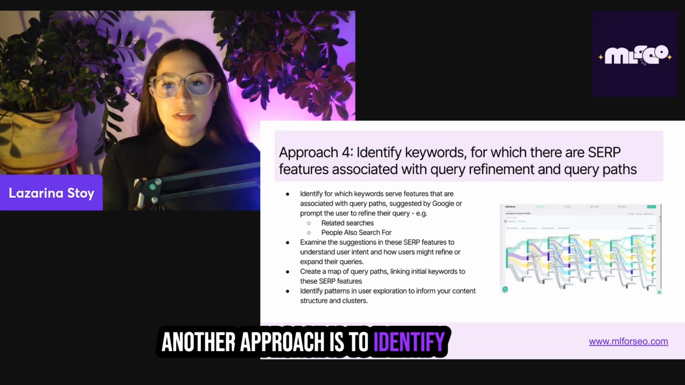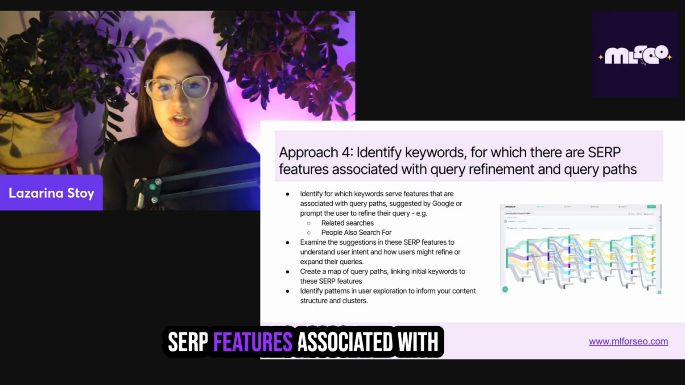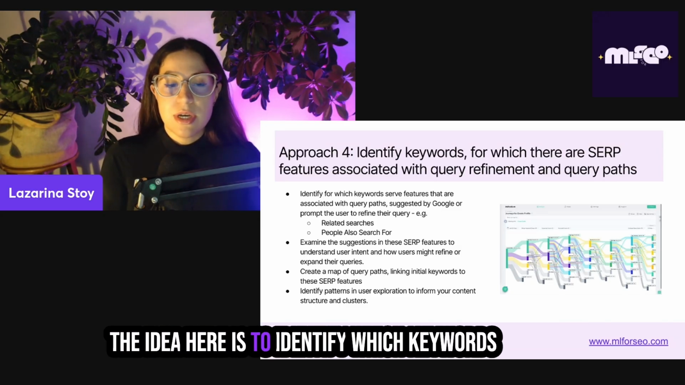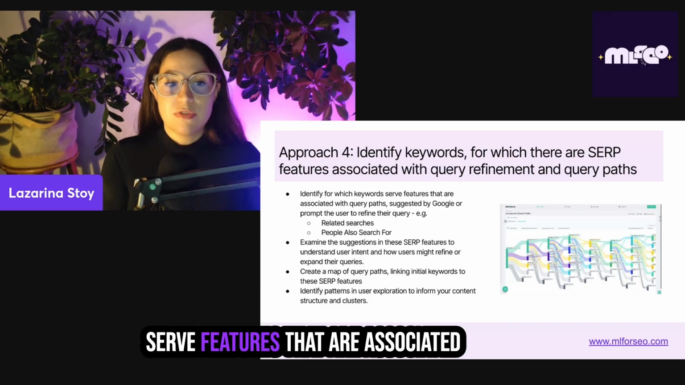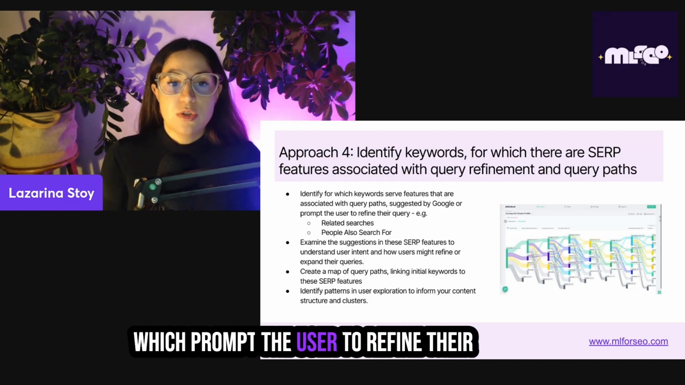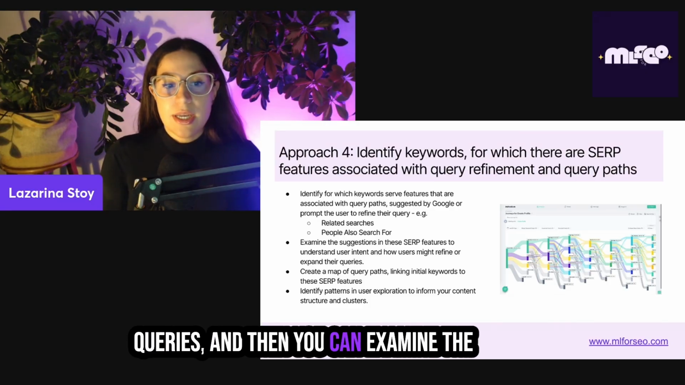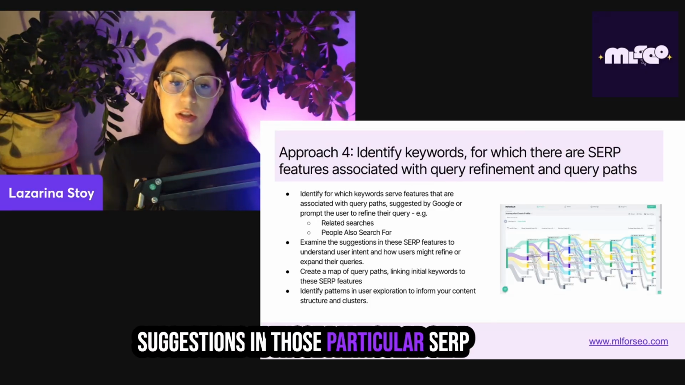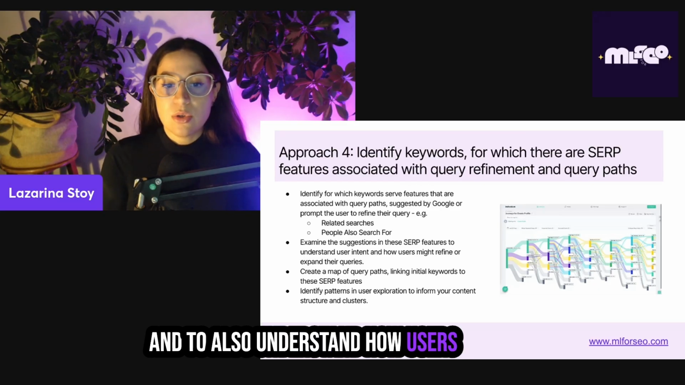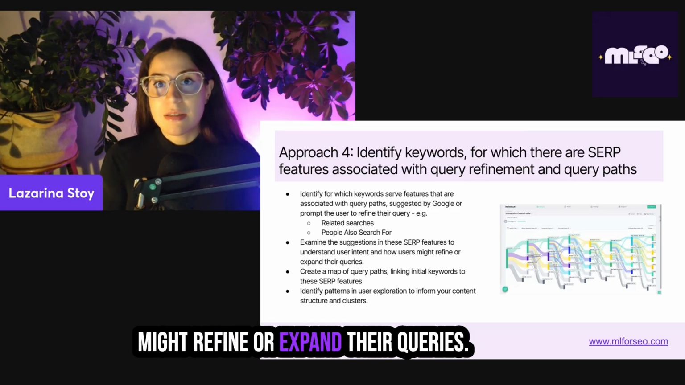Another approach is to identify keywords for which there are SERP features associated with query refinement and query paths. The idea here is to identify which keywords serve features that are associated with query paths suggested by Google, or which prompt the user to refine their queries. And then you can examine the suggestions in those particular SERP features to understand user intent and also understand how users might refine or expand their queries.